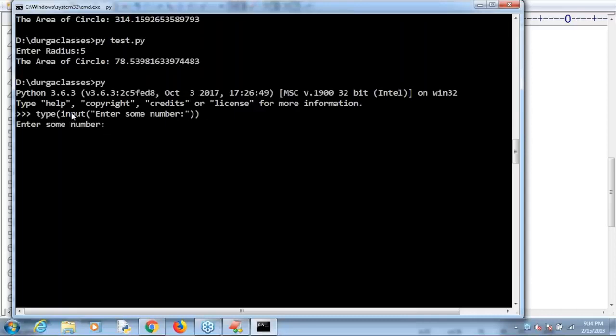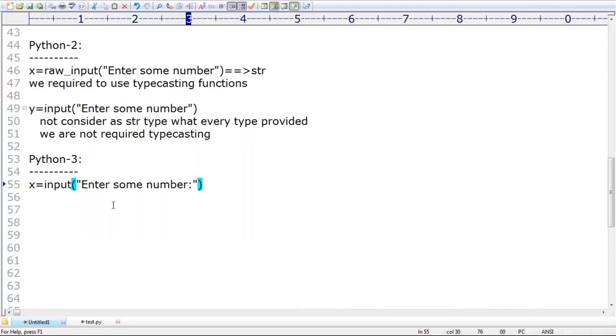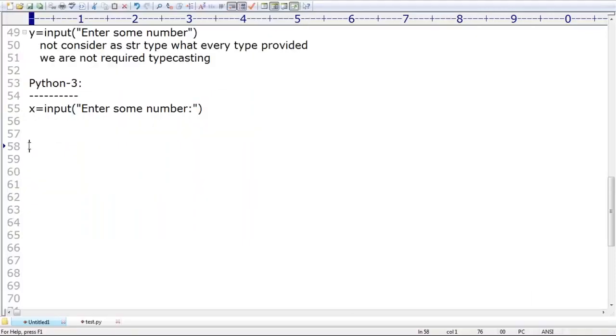Okay, it is asking to enter some number. Then I'm asking, what is the type? Do you know? STR type. Let me repeat the same thing once again. Enter some number, 10.5 I'm taking. But what is the type? STR type only. The input function is always going to take string type only. Internally it is never treated as int type, right?